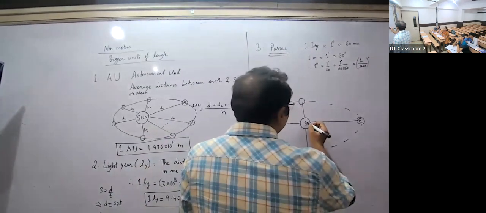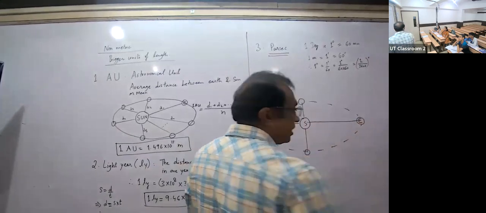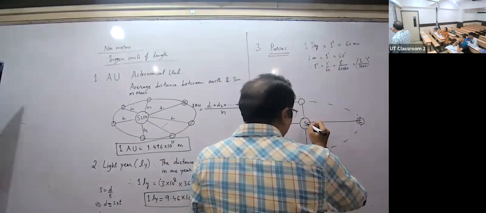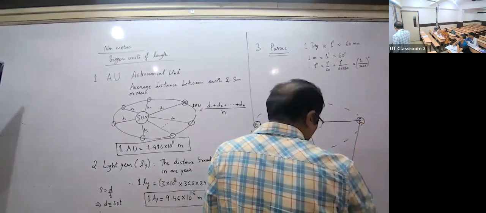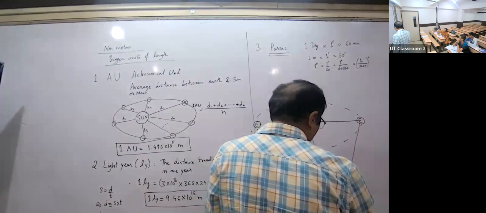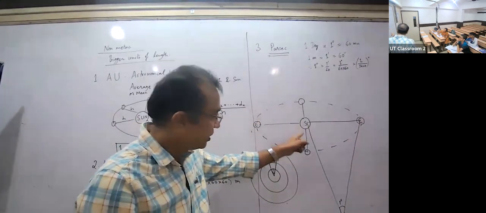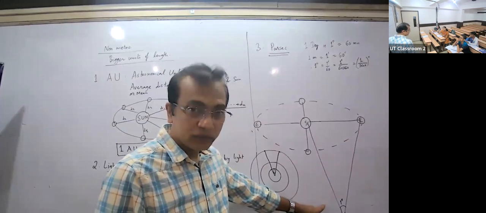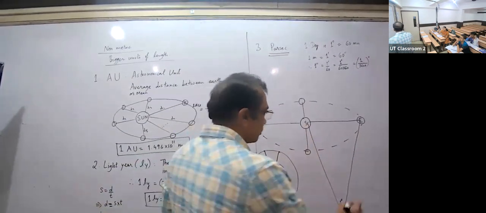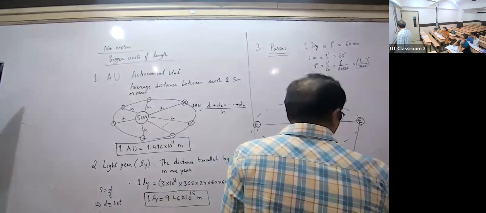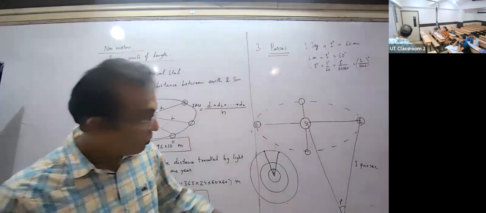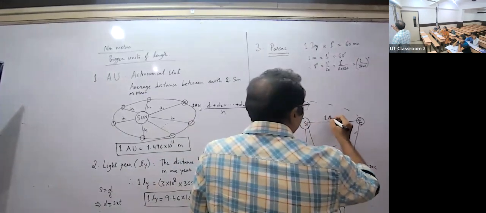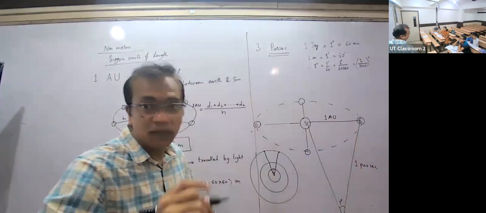So if we take this straight line as part of a very giant circle, then wherever this giant circle makes an angle equal to 1 second, when this radius is very large, at a very far away distance, then this radius, this distance, is called 1 parsec. Got it? So 1 parsec is the distance where this one astronomical unit subtends an angle of 1 second.